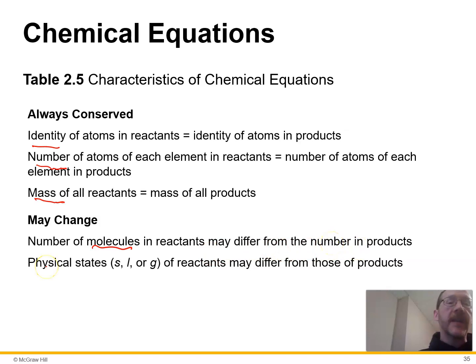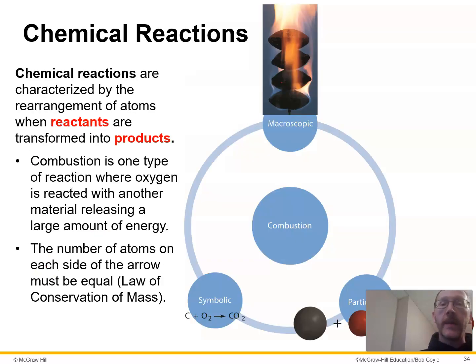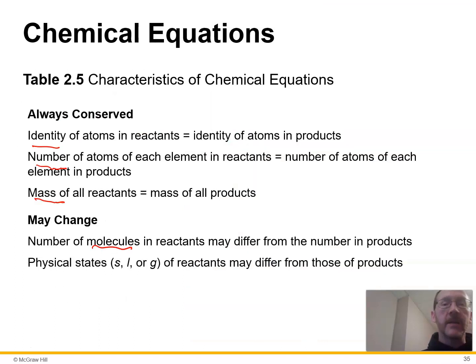And of course, the physical state can differ. Look in this picture: we have carbon, which is a solid. We have oxygen, which is a gas. And when you burn it, you become carbon dioxide, which is a gas. So you can change the states, but you cannot change how many atoms there are or how much they weigh.